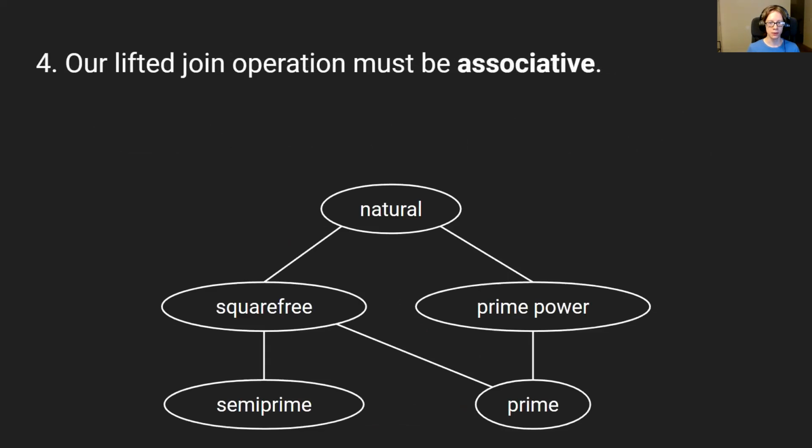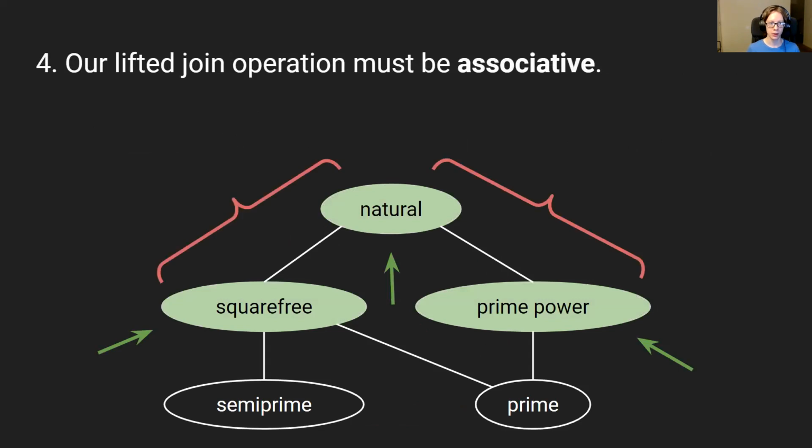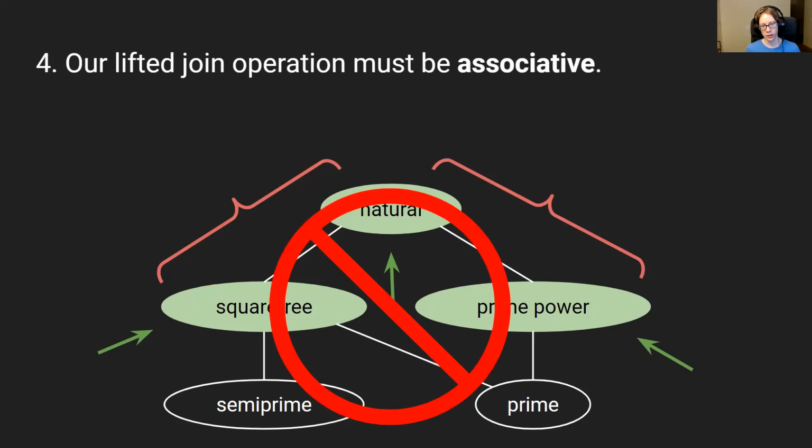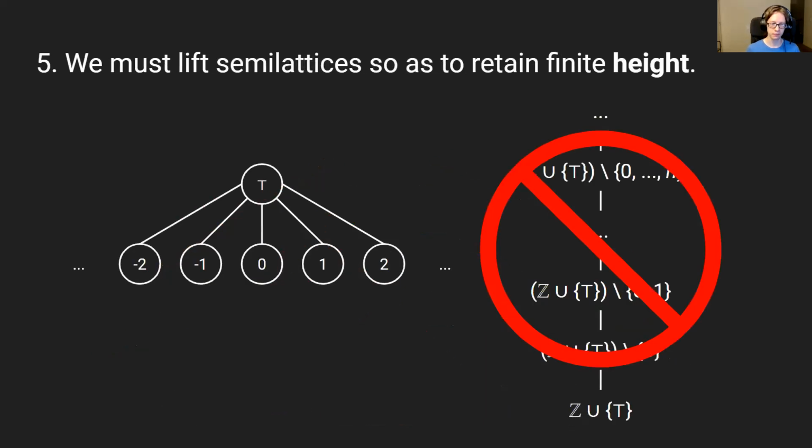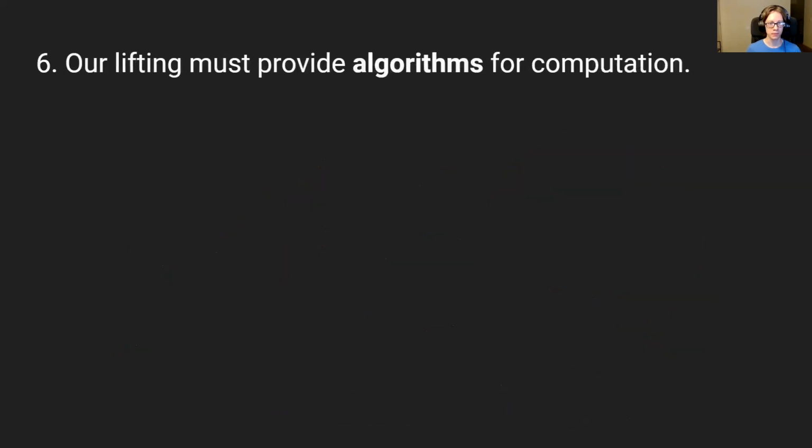It has to be associative. So for instance, if we include these three singletons and then this set of all three, and then we don't include these two element sets, the lifted join turns out to be not associative, which also doesn't work. We also have to lift it in such a way that retains finite height. So the prior two, we're saying, okay, we have to include certain sets of elements so that it is associative or idempotent. It turns out that we also can't just include all of them, because then the height might not be finite. So we have to have something that's kind of in between.